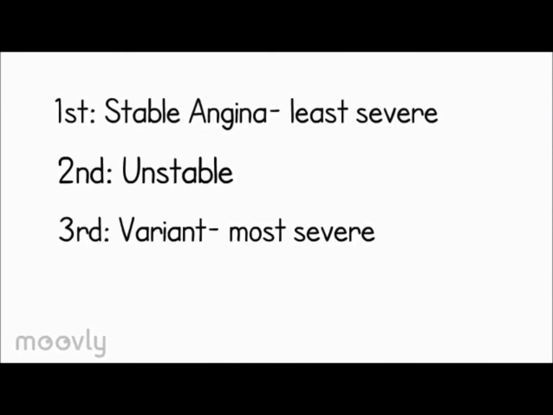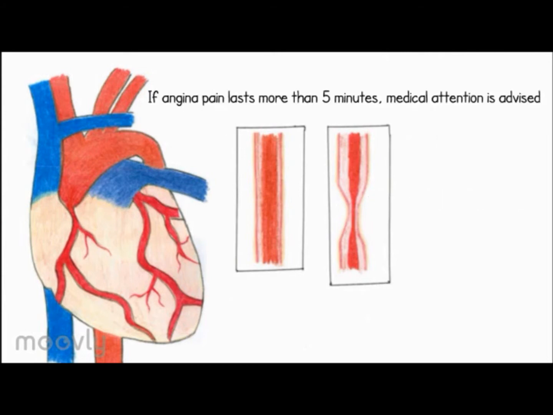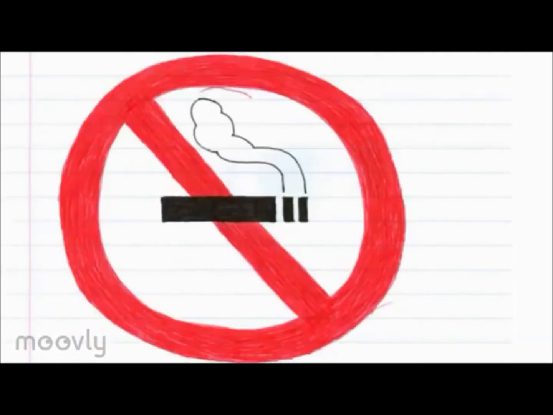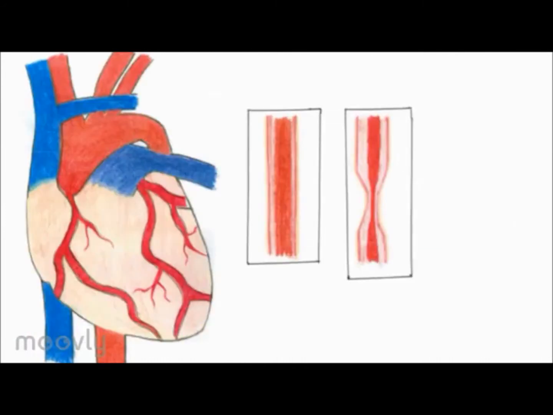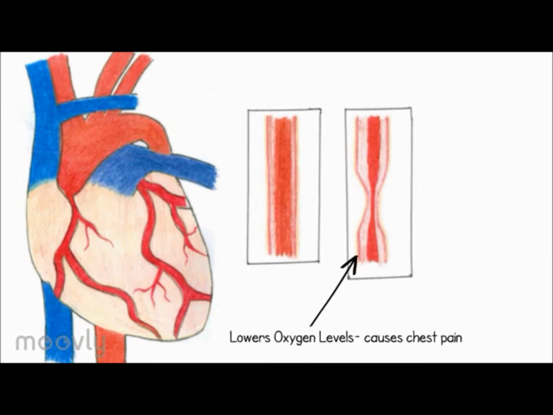Variant angina, or coronary spasm, is the most severe out of the three because it lasts longer, which puts you at a higher risk of having a heart attack. It also targets those who have coronary artery disease, smoke, or use stimulants such as cocaine. Two-thirds of people who suffer from variant angina have already been diagnosed with coronary artery disease in at least one vessel. What happens is that the coronary artery has a spasm and pumps blood to the heart muscle at an insufficient rate, which lowers its oxygen levels and causes the patient to experience chest pain.